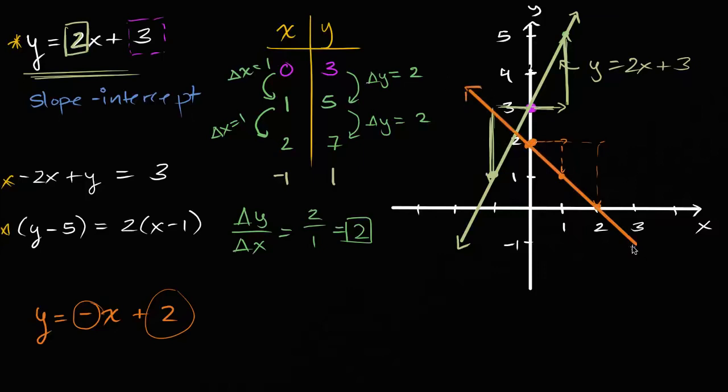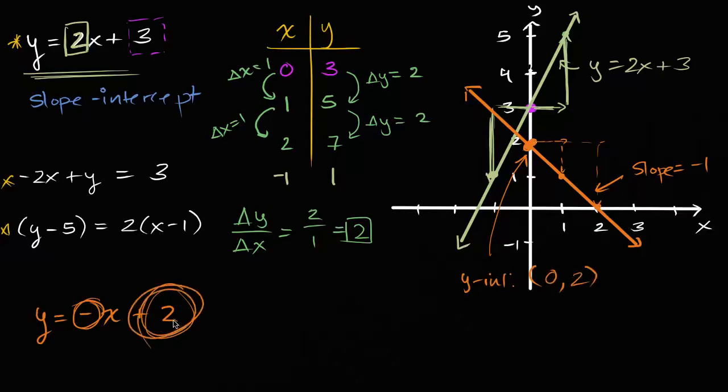So from slope-intercept form, very easy to figure out what the y-intercept is, and very easy to figure out the slope. The slope here is negative 1. That's this negative 1 right over here. And the y-intercept is the point 0, 2. Very easy to figure out, because essentially that gave you the information right there.